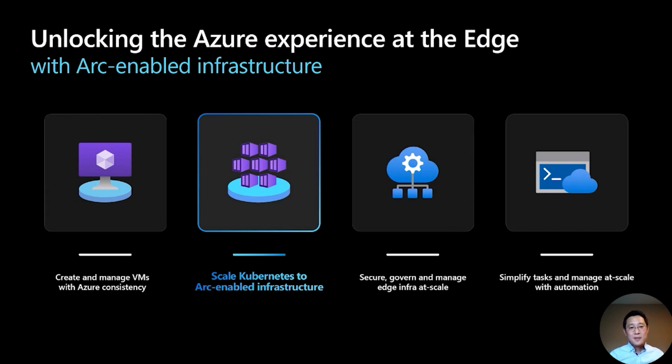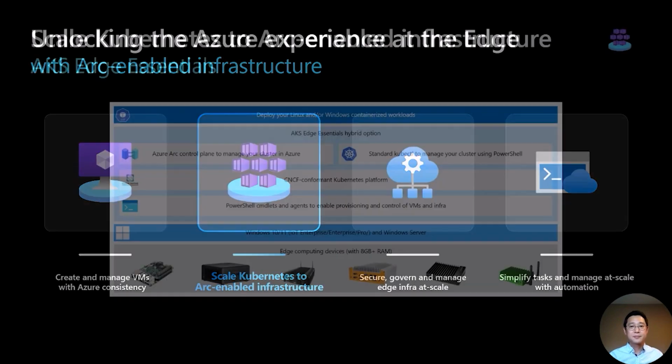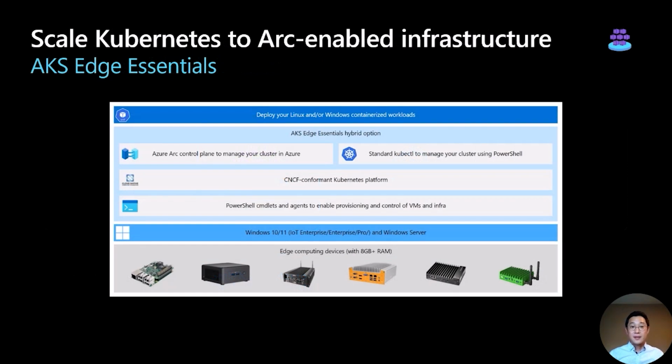Next, let's talk about scaling Kubernetes to Arc-enabled infrastructure. Azure Kubernetes Service is designed to work on any Arc-enabled edge infrastructure, not just Azure Stack HCI, but also Windows IoT and Windows Server. For HCI, we have AKS on HCI, and for Arc-enabled Windows IoT and Windows Server, you can run AKS Edge Essentials. We'll show you a demo of how you can deploy and connect a Kubernetes cluster running on Windows IoT Edge using AKS Edge Essentials in Azure Arc.